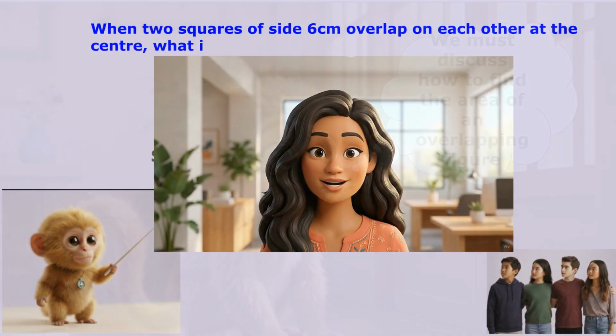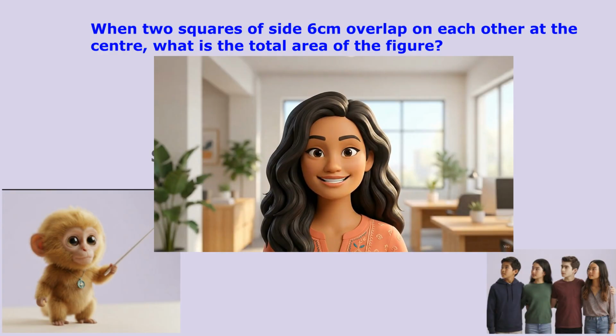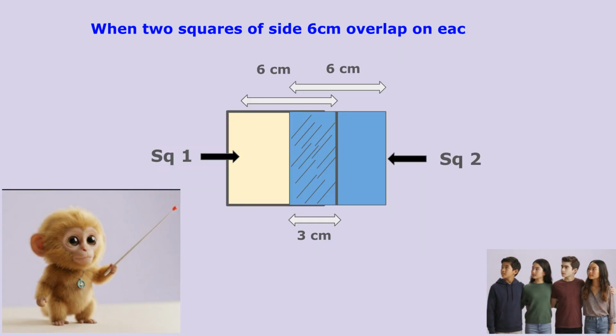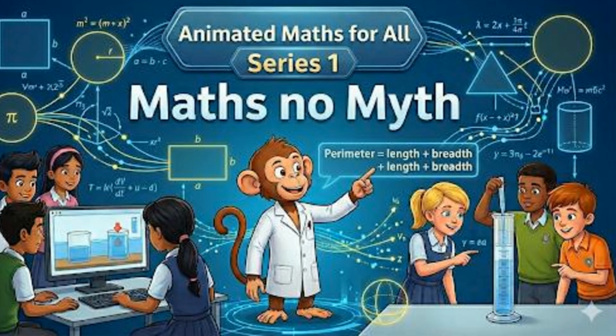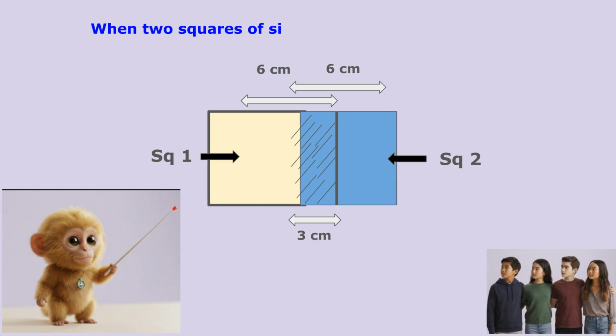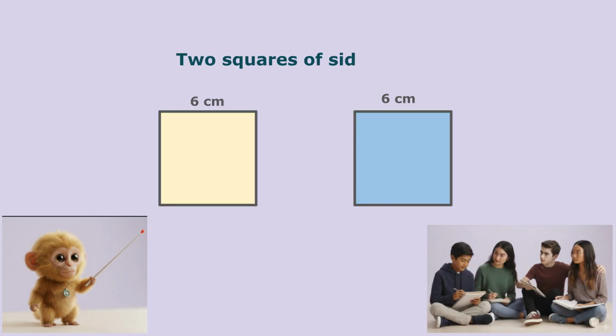When two squares of side 6 centimeters overlap on each other at the center, what is the total area of the figure? There are two squares of side 6 centimeters.